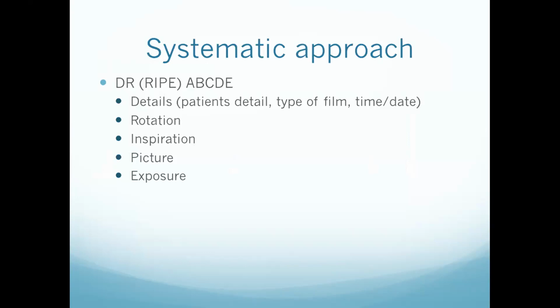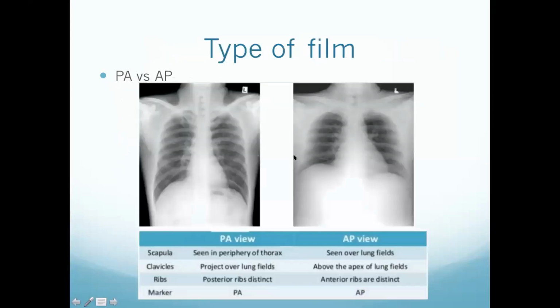The D is for the patient's details, so what their name is, date of birth, always make sure you've got the right patient, what type of film, which I'll come on to, the time and date it was taken, and then rotation, inspiration, picture, and exposure. So I'll go through these a bit more.